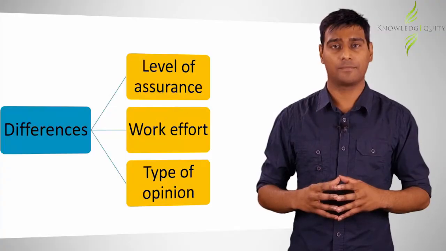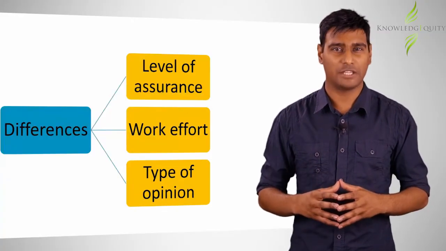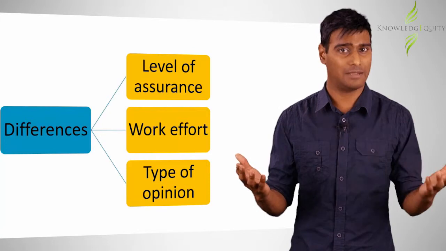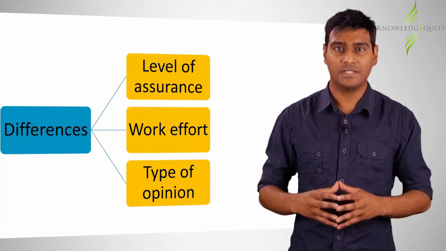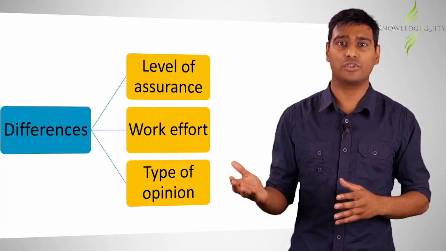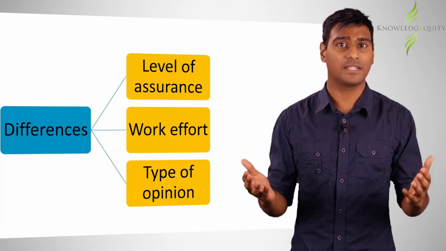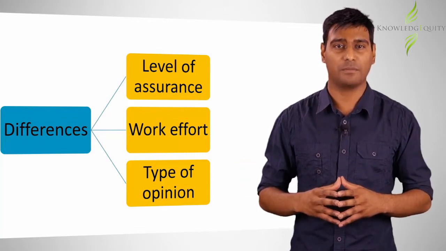To recap, there are two major types of assurance engagements, namely reasonable and limited assurance. The major differences between these relate to the level of assurance, the required work effort, and the type of opinion that can be obtained from each engagement.